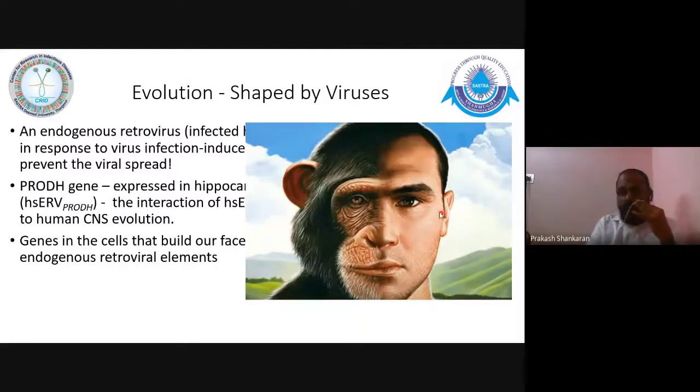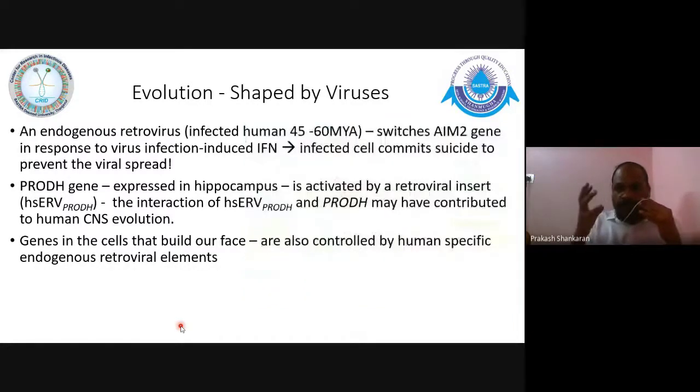Genes in the cells that build our face, it's interesting. We have a flat face. Our close primates have a different face. Well, when we are growing in the fetus in our mother's womb, those cells that finally make your face have some genes to express. The genes are all controlled by human-specific endogenous retrovirus elements. That's why we have a flat face. Our close relatives, these chimps, don't have a flat face. They have an elongated face.